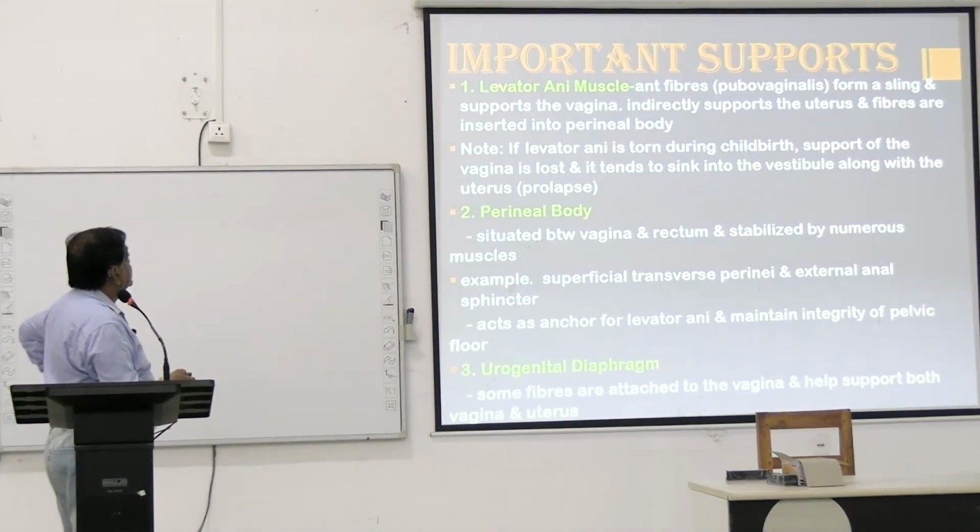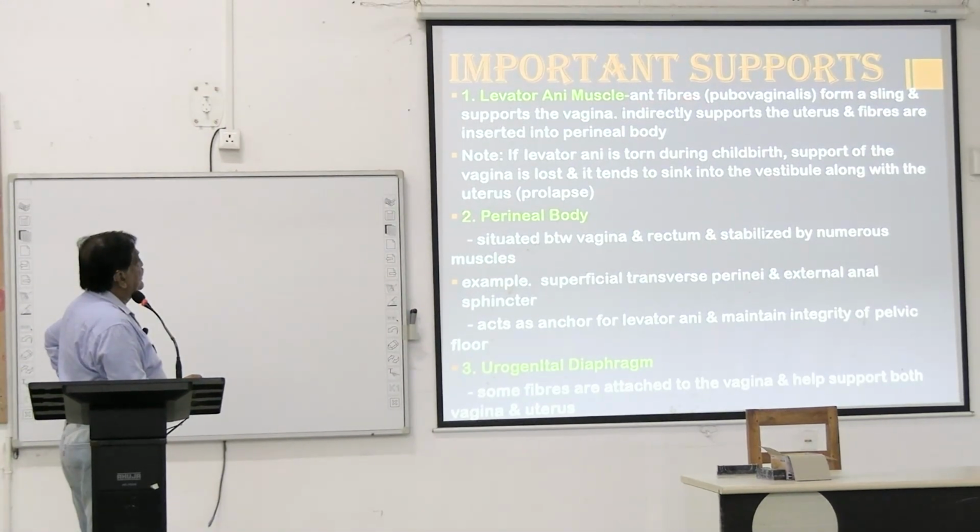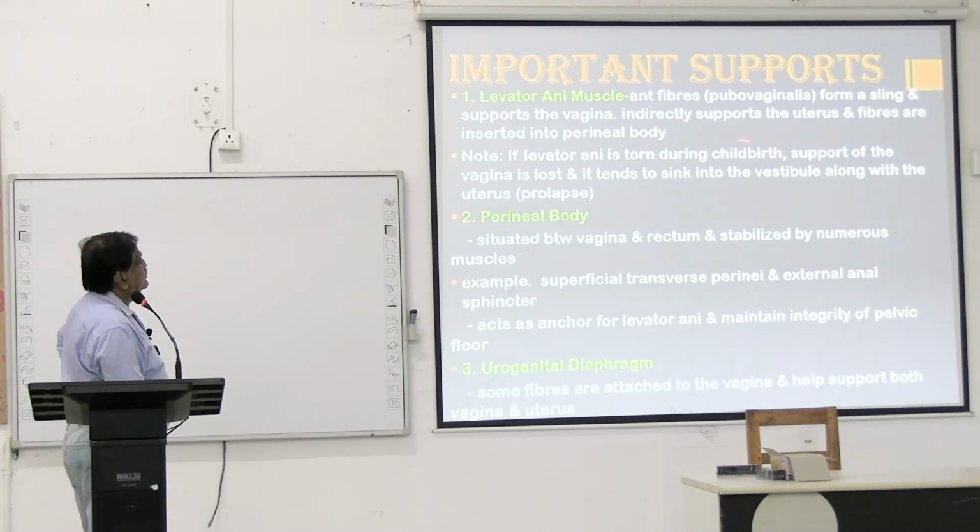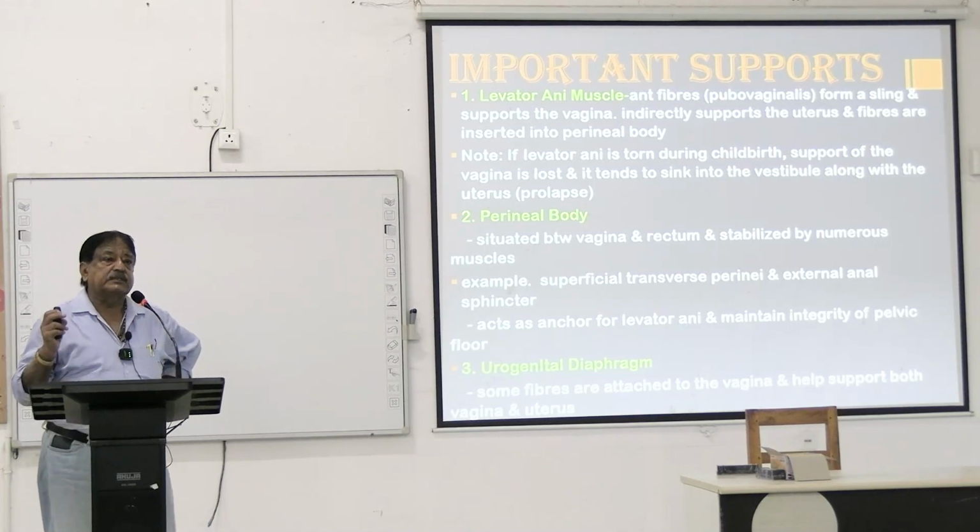Now, important supports. This is very important. Levator ani muscles: the anterior fibers, pubovaginalis, form a sling supporting the vagina and indirectly support the uterus, and the fibers are inserted into the perineal body. Note, if the levator ani is torn during childbirth, support of the vagina is lost and it tends to sink into the vestibule along with the uterus. This is prolapse.